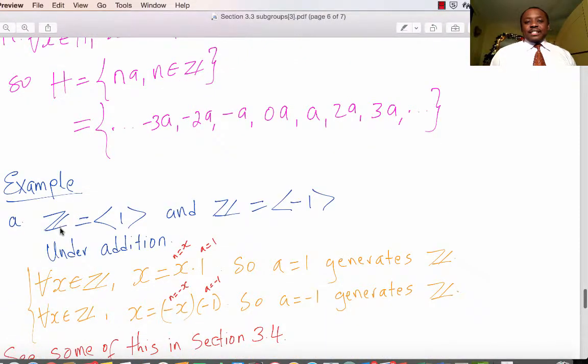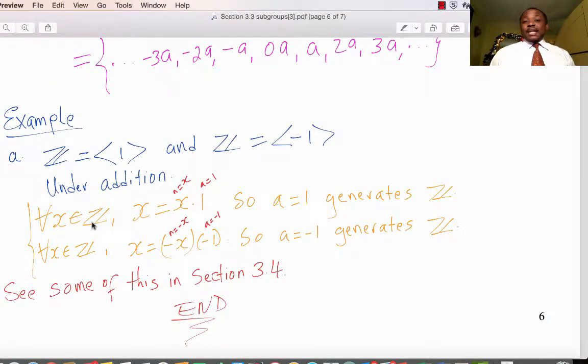Example, observe that the set of integers is generated by 1 and also generated by negative 1 under addition. Why? If I pick any element x in Z, I can write x as na. My a is 1, my n is x. I can also write x as negative x times negative 1. My n is negative x, my a is negative 1. So a equals 1 generates Z, and also a equals negative 1 generates Z.